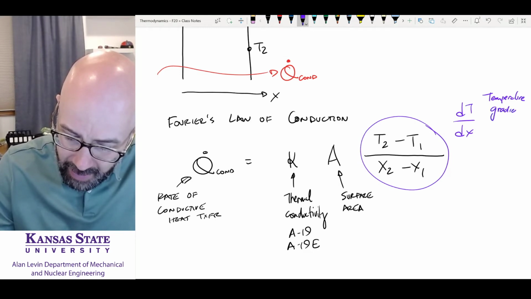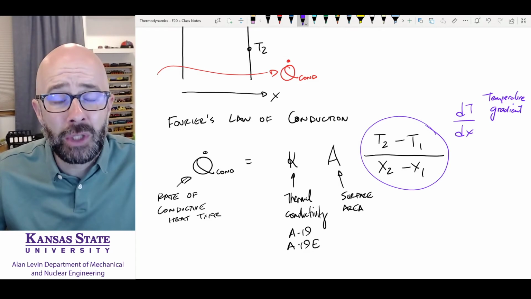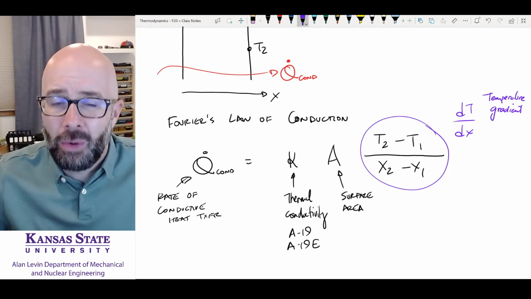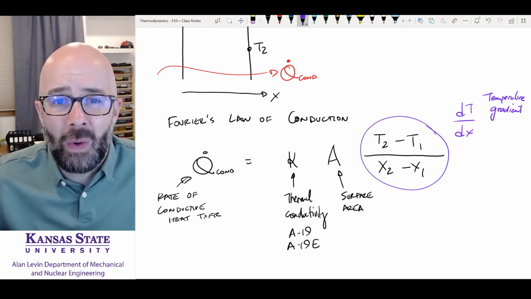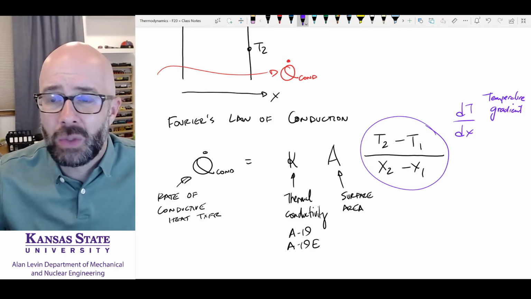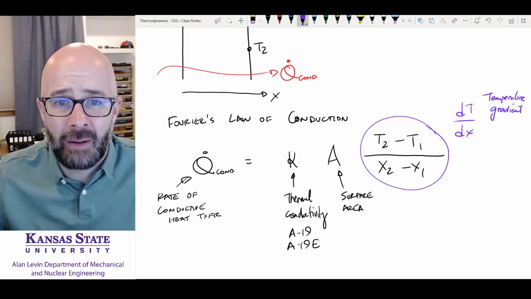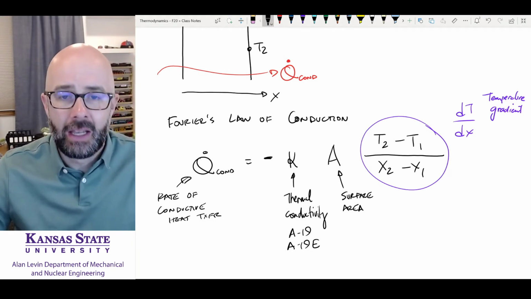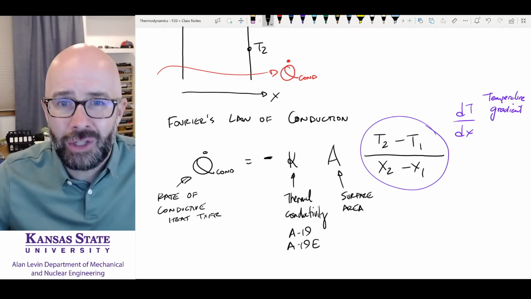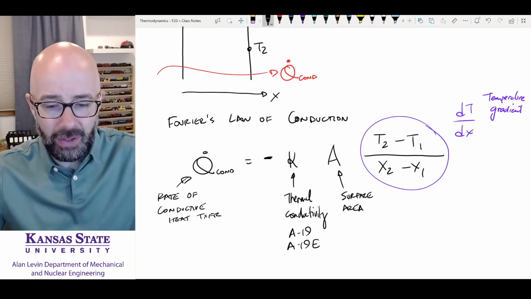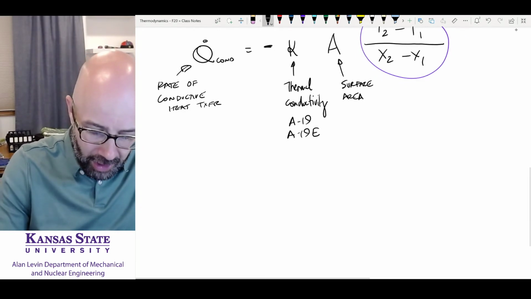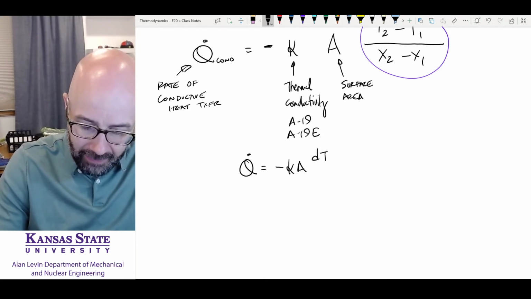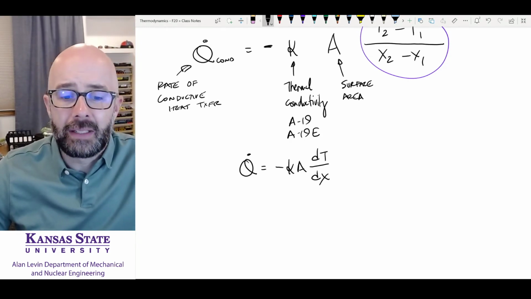Something I've talked about before, the temperature gradient. The bigger the temperature gradient, the more heat transfer you're going to have. Now, what you might notice in this equation is that temperature 2 is always going to be less than temperature 1. So this would always give you a negative number, and we don't like that, so we put a negative sign in the front to flip the sign, because again, T2 minus T1 is always going to be negative. So therefore, our equation is Q dot equals minus kA dT/dx, and that is the law of conduction. That's all we need to know.